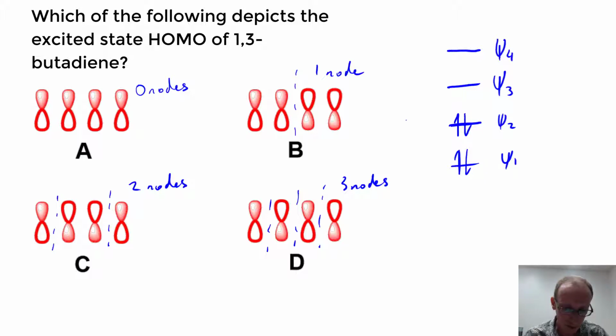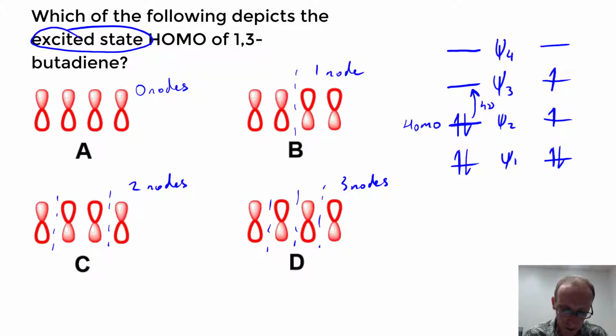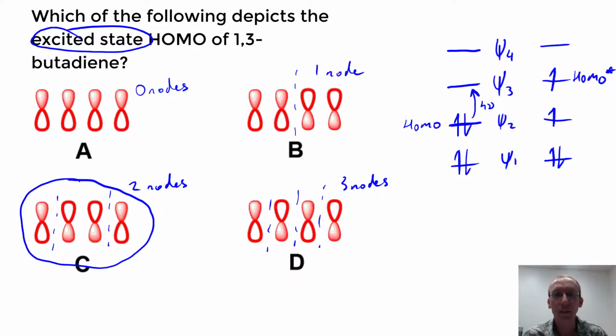So the HOMO in the ground state will be this one. But the question asks for what is the HOMO in the excited state? So we get promotion of an electron through UV light. So the new excited state will look like this. Two there, and one there. So the excited state HOMO, let's call it HOMO star, is going to be psi 3, which corresponds to the third of these options, C.